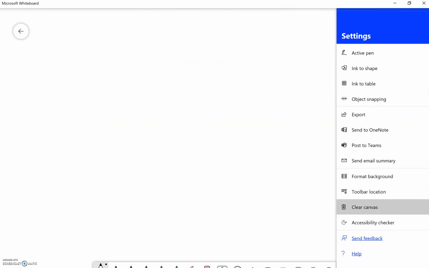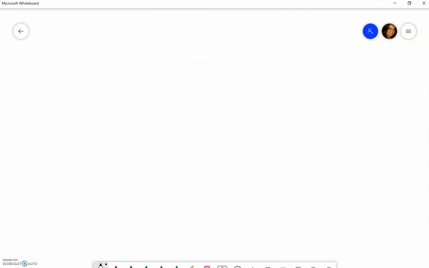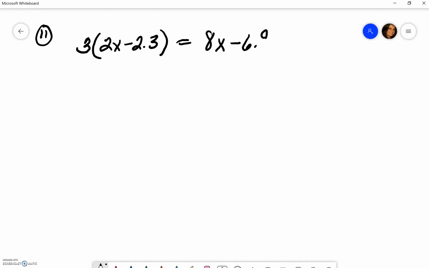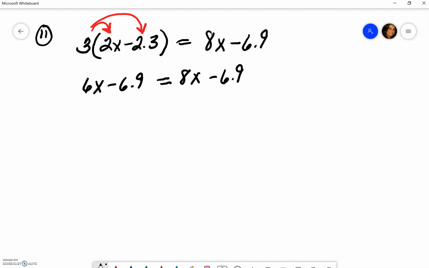Okay, the final problem. So number 11. Number 11, same thing we've been doing repetitiously. We have 3 times 2x minus 2.3, and that's equal to 8x minus 6.9. So the first step will get you to multiply that out, distribute, so you end up with 6x minus 6.9 equals, and then just rewriting the opposite side, excuse me.